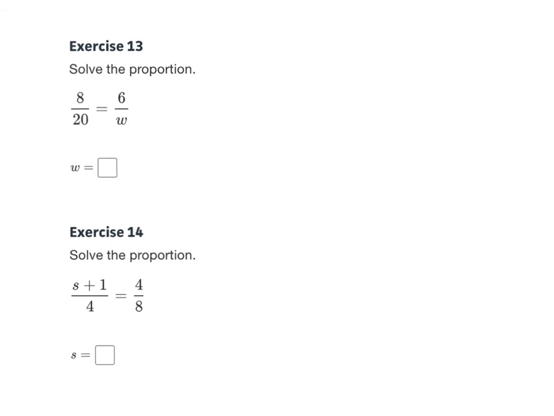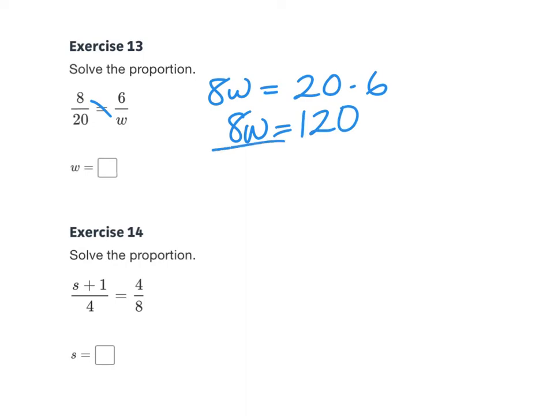Solve the proportion. 8 to 20 is equivalent to 6 to w, so again I'm just going to use my cross products. 8 times w is 8w, and then I have 20 times 6, so I end up with 8w equals 120. And divide by 8 to get that variable alone, and w equals 15.